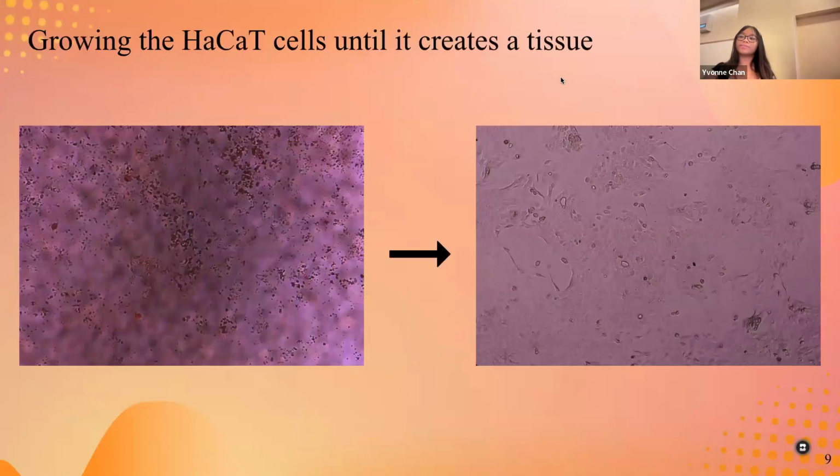While the biosurfactant was being made, the HaCaT skin cells were being cultured. We waited until these small specks of cells on the left transformed into a more complete tissue, where the cells grow and combine together. We wait for it to grow to this point since it's an optimal time to test it because it ensures consistency in the experiments.